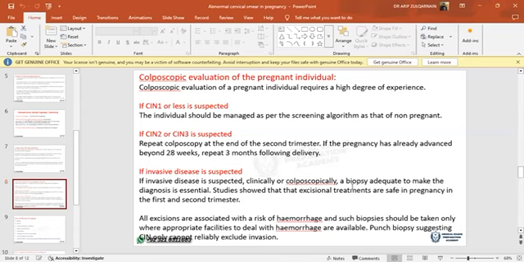Okay. And studies show that excisional treatment is safe in pregnancy in the first and the second trimester, although there is a risk of hemorrhage. Therefore, such biopsies should be taken only where the appropriate facilities to deal with the hemorrhage are available. And punch biopsies suggesting CIN only cannot reliably exclude invasion. So we have to do the excisional treatment, in which there is a risk of hemorrhage.